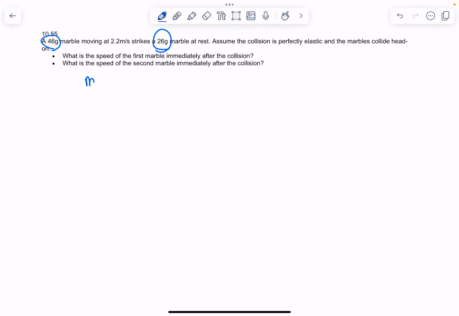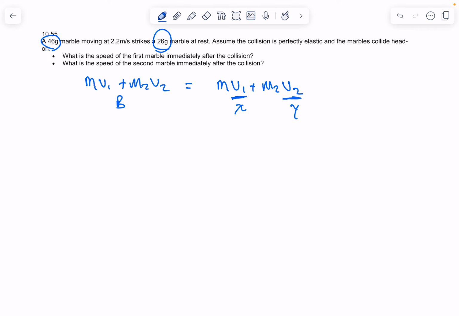So you say m1 v1 plus m2 v2, this is before the collision, is equal to m1 v1 plus m2 v2 after. Your two variables are v1 and v2. By the way, I call them v1x and v2y. And then I plug in all my numbers and I get an equation.